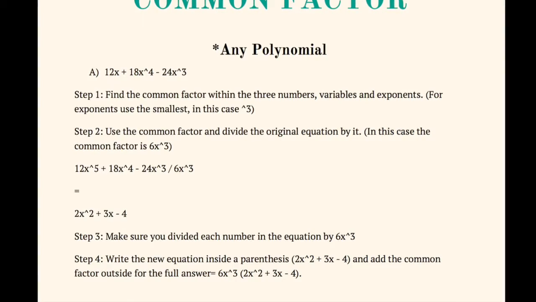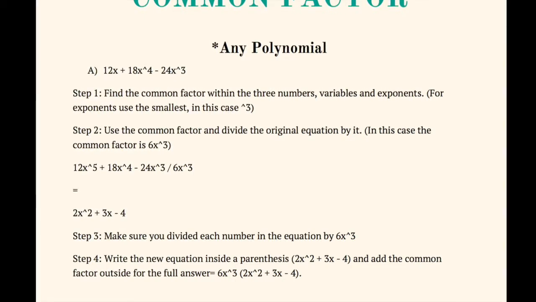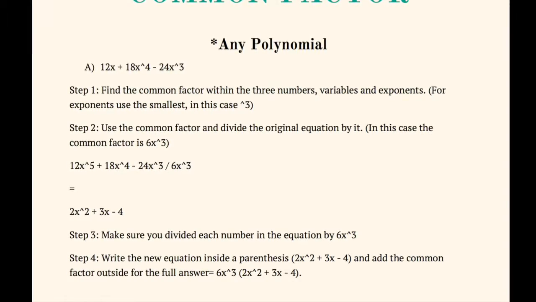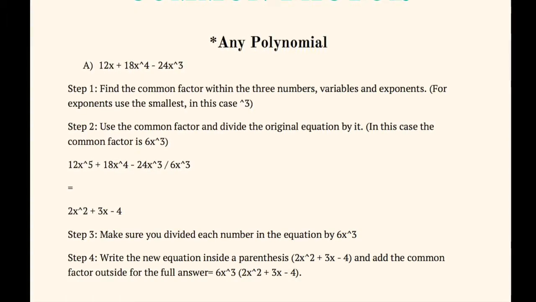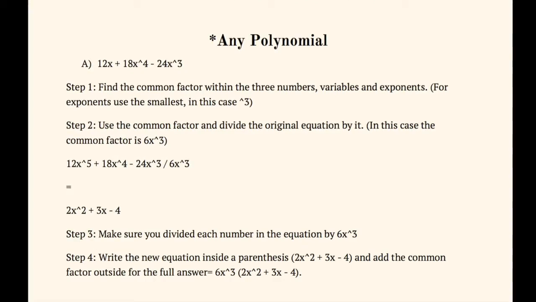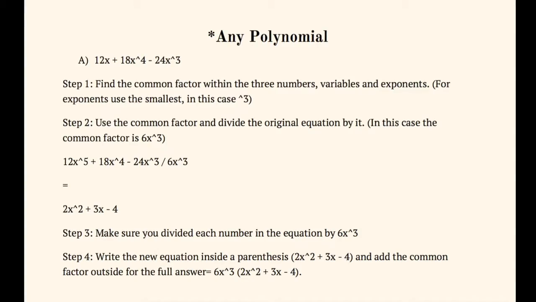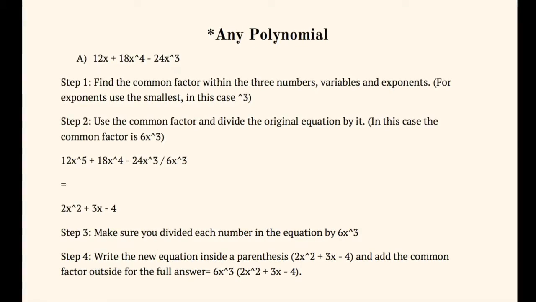So you get 12x to the power of 5 plus 18x to the power of 4 minus 24x to the power of 3 divided by 6x to the power of 3, which gives you 2x to the power of 2 plus 3x minus 4. Step 3. Make sure you divided each number in the equation by 6x to the power of 3.